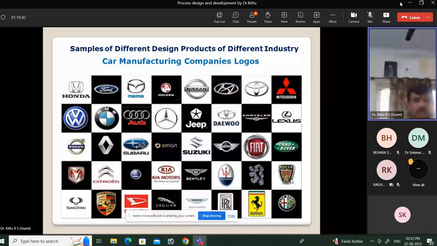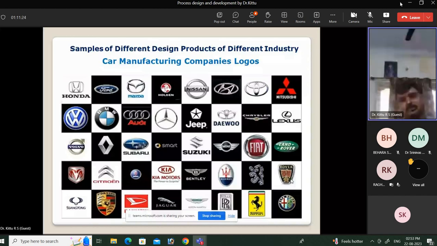I think you are all familiar with the different car manufacturing companies, like Honda, BMW, and so on. But try to analyze how they are developing their logos. You can compare here that different companies have a uniqueness in their logos. That uniqueness represents their particular brand image. So these also count a lot in the designing of your products.